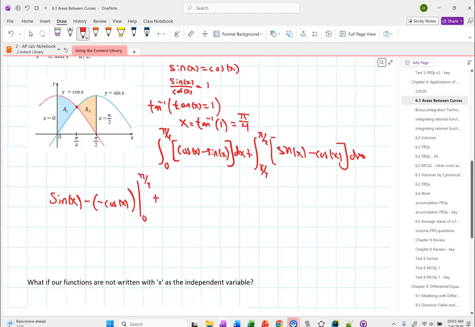And then the integral of positive sine is negative cosine. And the integral of negative cosine is negative sine. And that's from pi over 4 to pi over 2.